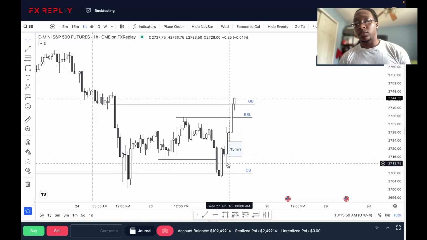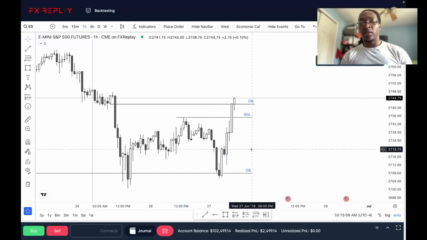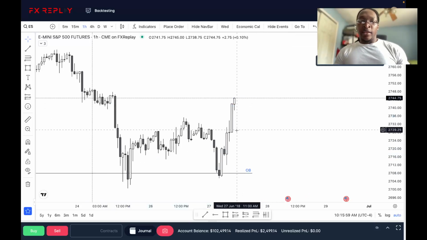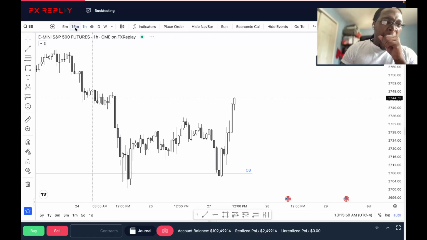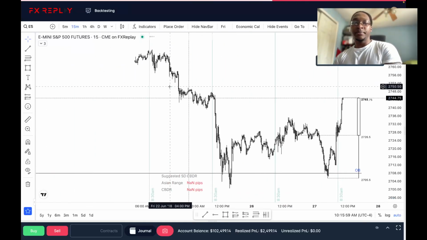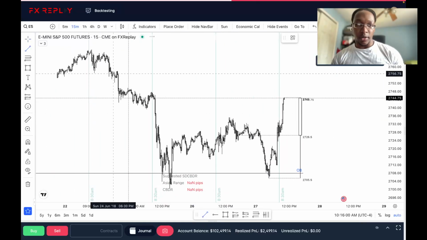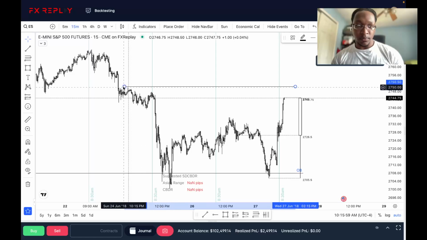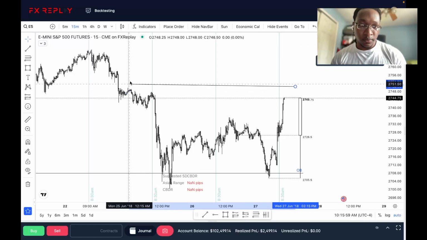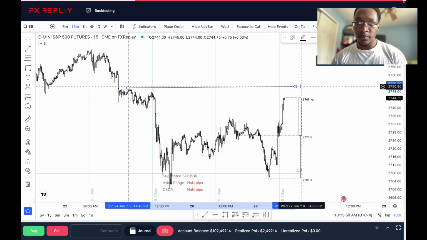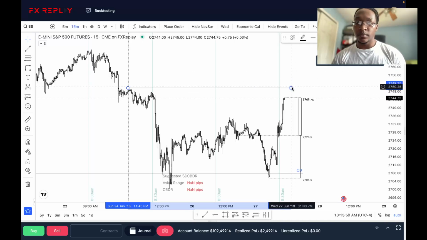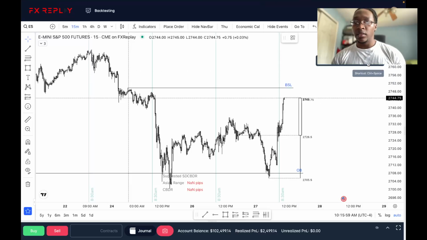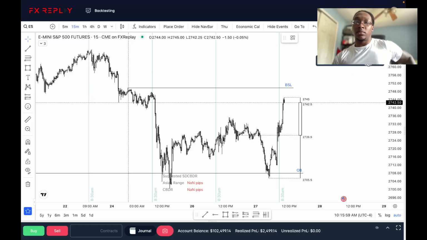7 a.m. gave a decent entry. But with it expanding higher, I'm not looking to buy. Targets are most likely these relative equal highs here. So, this is buy side liquidity. We may just tap into that and get up there.